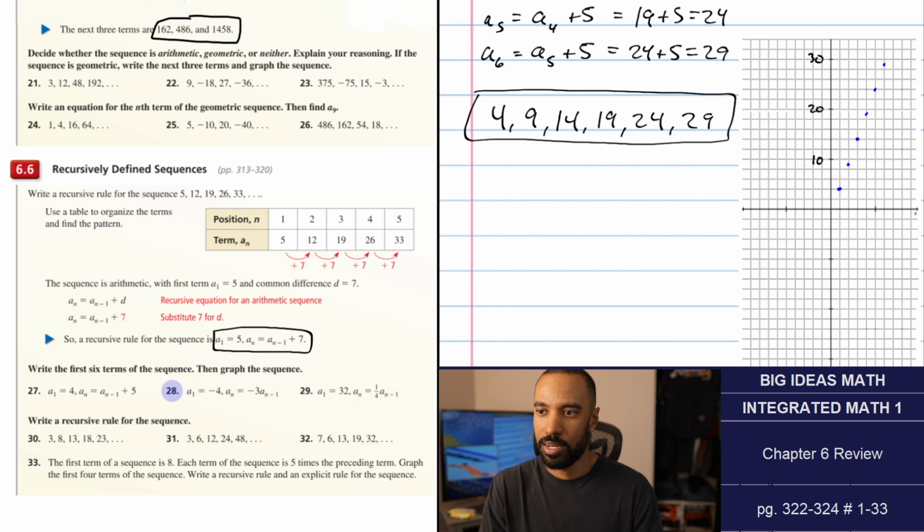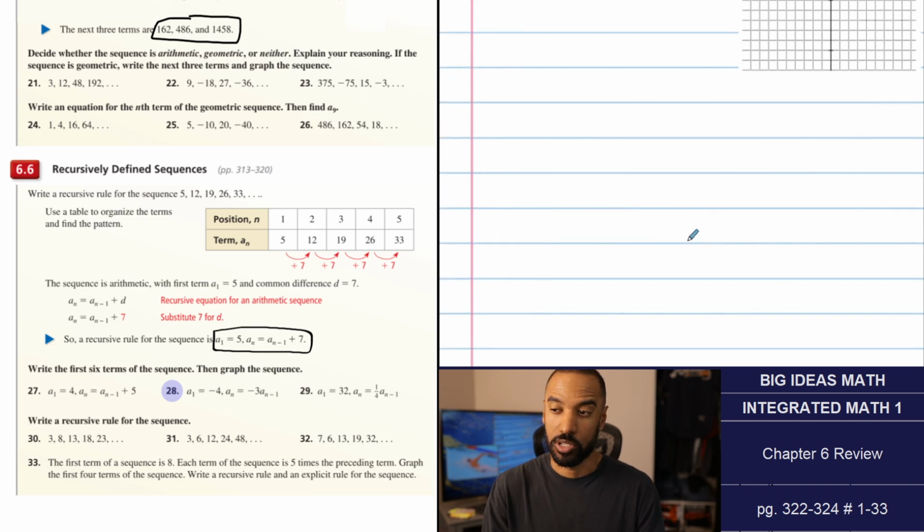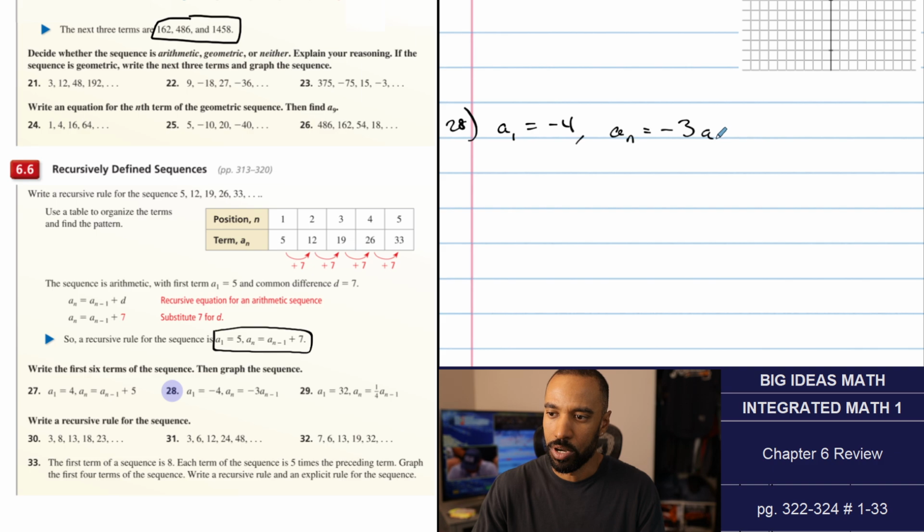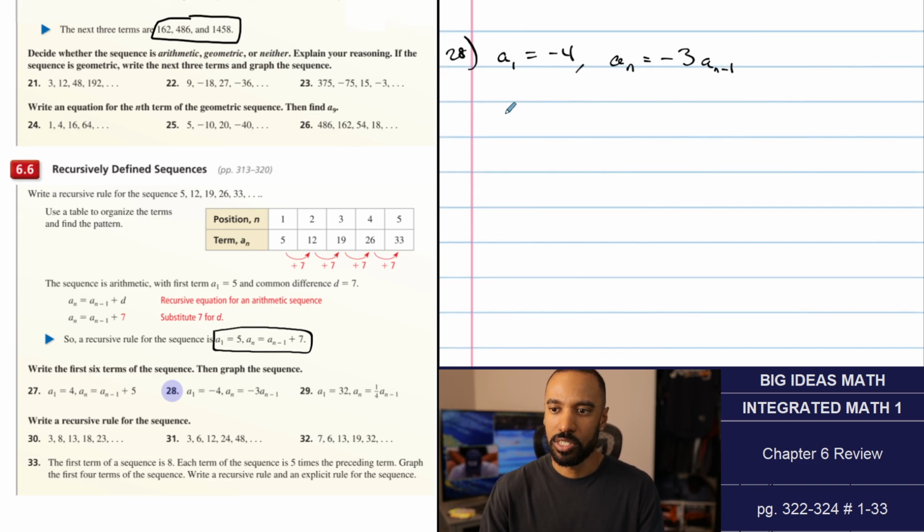On number 28, we have actually a geometric sequence. If you can tell, it's now the previous term is multiplied by something that would represent a common ratio. So a sub 1 is -4, and then the rule is you take -3 times your previous term. So I'll do the same things I did before without that middle step. I'll just say a sub 2 is -3 times -4, boom, which is 12. And this way you can see all the calculations as well.